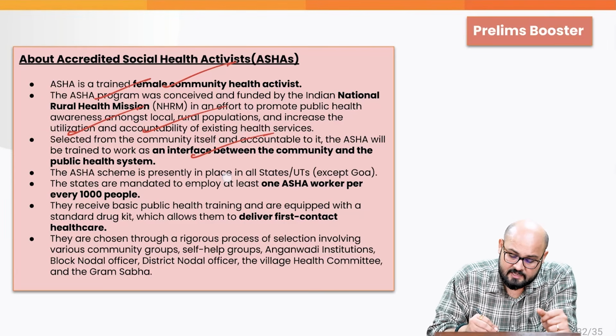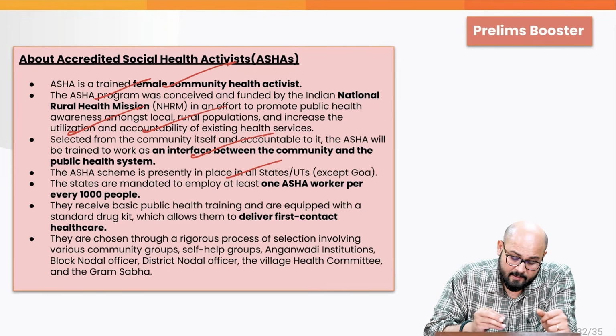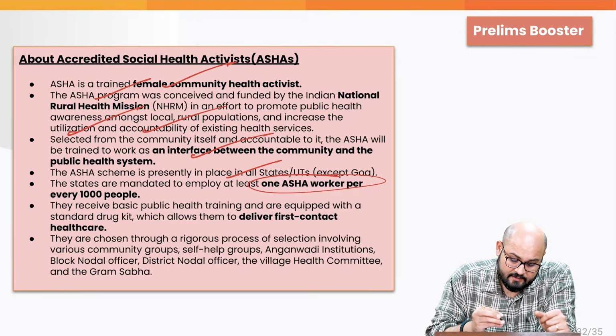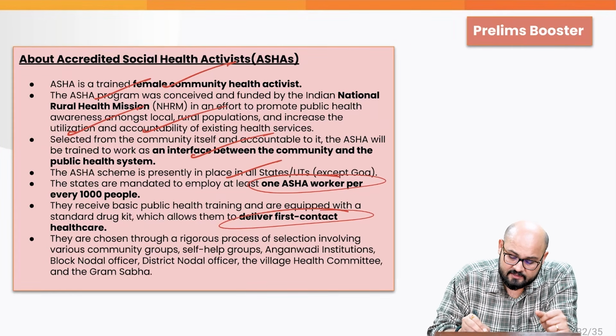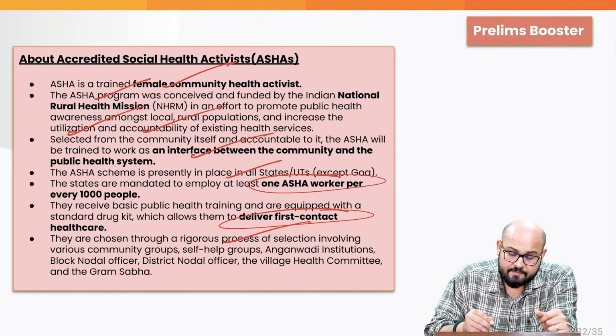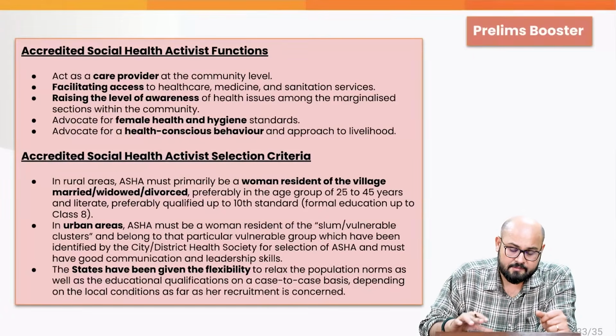The ASHA scheme is in place in all states except Goa. The states are mandated to employ at least one ASHA worker per 1,000 people. That is the kind of density which is followed. They receive basic public health training and are equipped with a standard drug kit which allows them to deliver first contact healthcare. They are chosen through a rigorous selection process involving various community groups, self-help groups, Anganwadi institutions, block nodal officer, and other aspects.